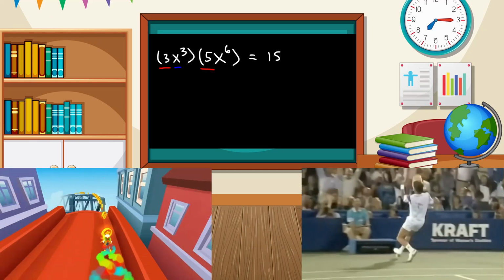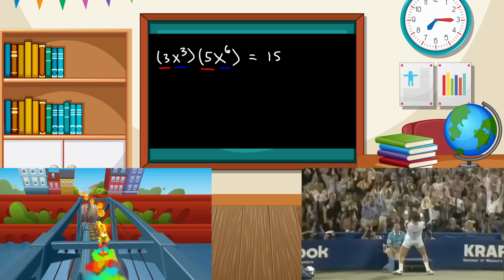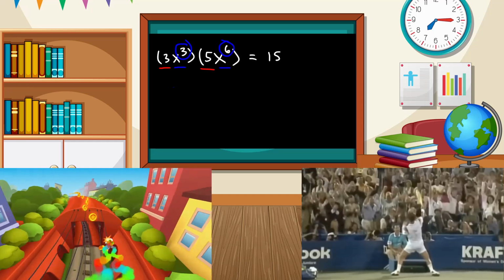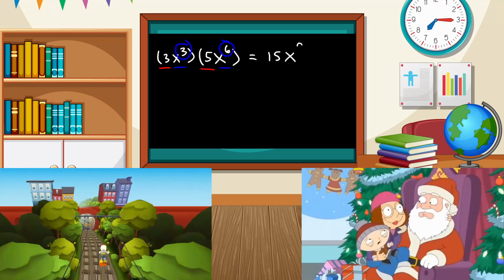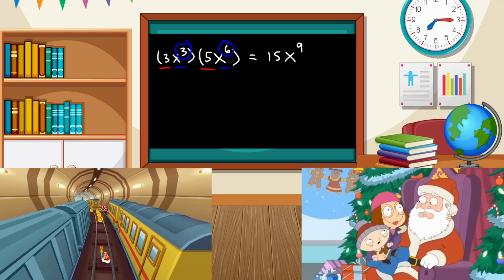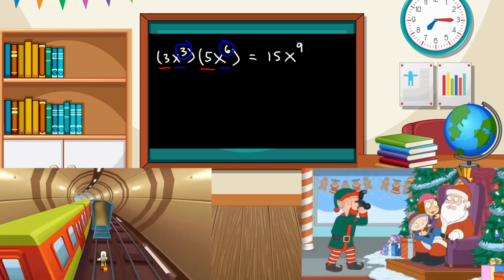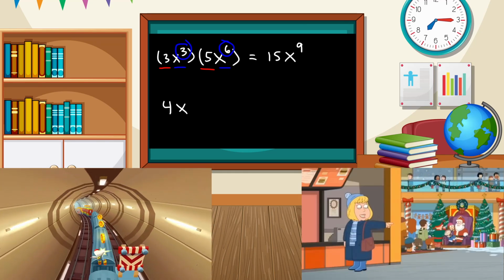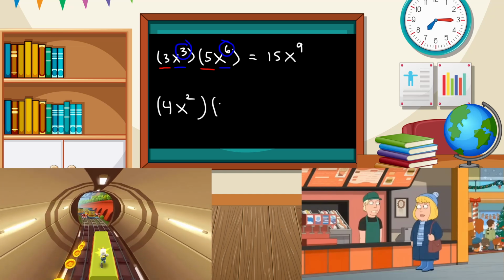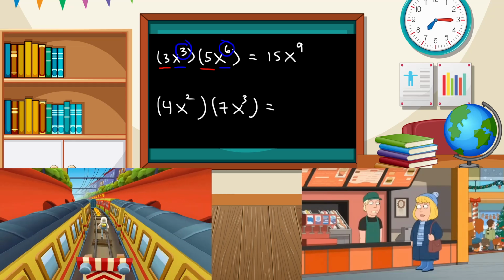Next, we need to multiply the variables, x cubed times x to the 6th power. And we know that we can do this by adding the exponents. So 3 plus 6 is 9. So our answer is simply 15 times x raised to the 9th power. So let's try another example. Let's say we have 4x squared and we wish to multiply it by 7x cubed. Go ahead and try that problem.